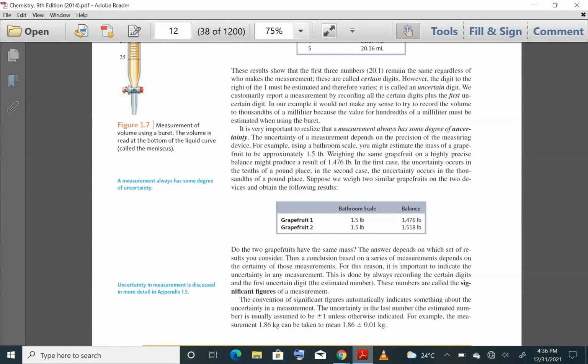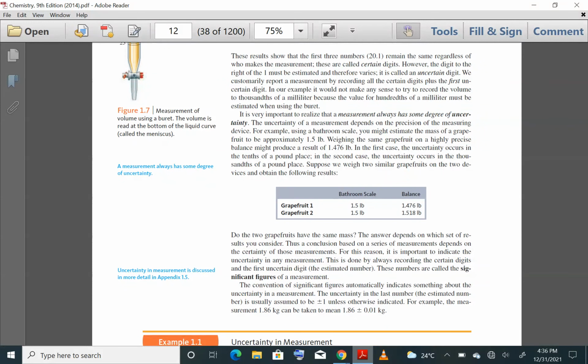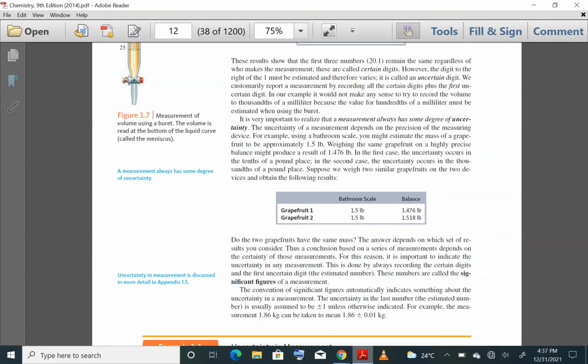Therefore, we can say a conclusion based on a series of measurements depends on the certainty of those measurements. So, for this reason, it is important to indicate the uncertainty in any measurement. Okay, so you always want to tell people, the values that I'm giving you, the certainty that I have is this and that. Perhaps you may have seen some food labels where they will say maybe 70 kilocalories and then put plus or minus 0.1, right? So they are telling you that what we measured was this, but we know that there could be an error over this margin, so that you are well aware of that.